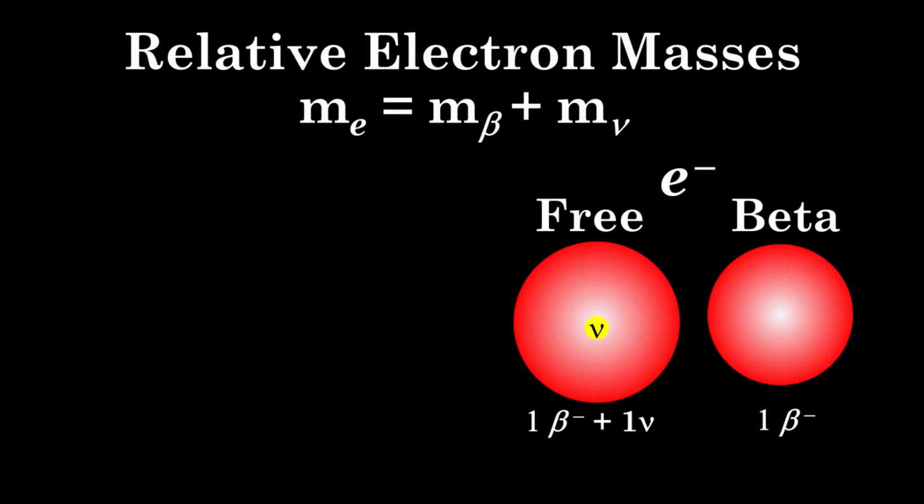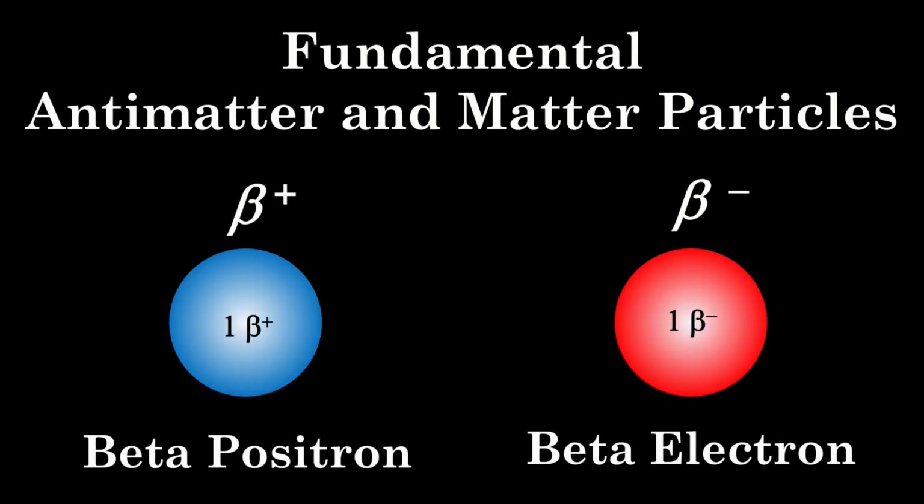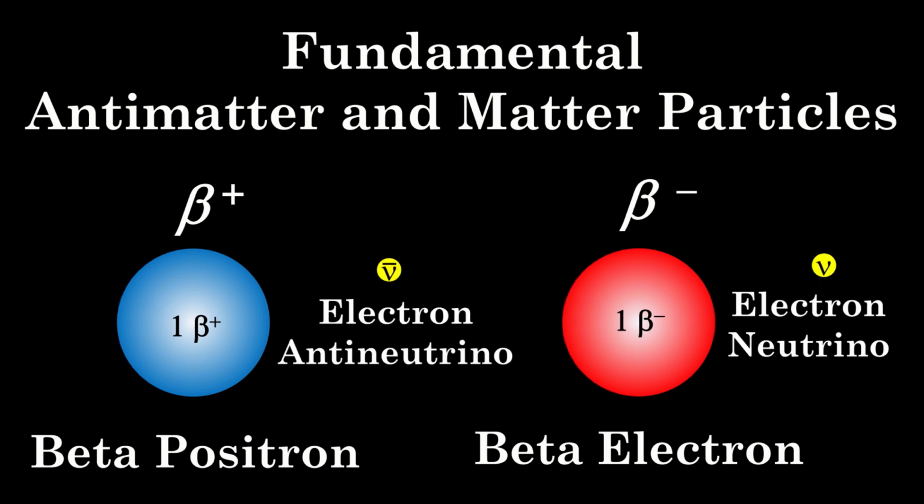If the free electron is truly a beta electron coupled with an electron neutrino, and the free positron a beta positron coupled with an electron antineutrino, then they are not truly fundamental particles. They, like the protons, have parts. It now appears that the real fundamental particles are the beta electrons and beta positrons found inside the proton. In fact, along with the electron neutrino and antineutrino, the beta electron and beta positron appear to be the four fundamental particles that make up all the stable matter in the universe.